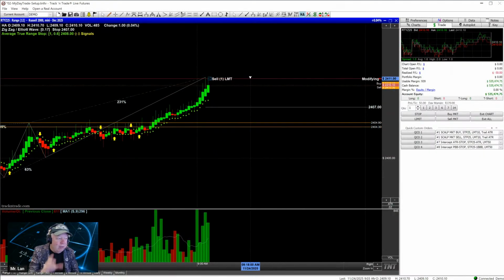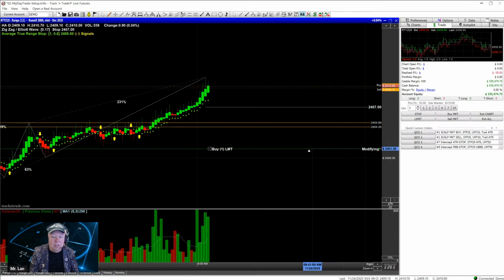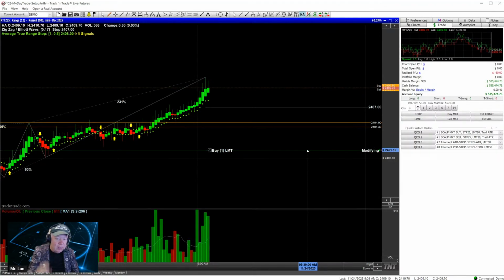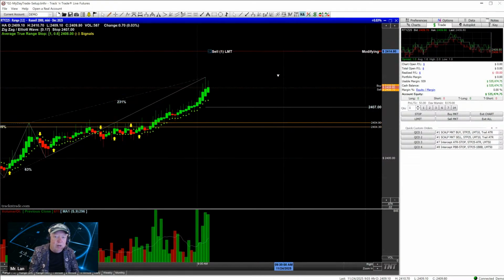Okay. I'm not pushing the button. I already pushed a button on the order. You click the button, it puts it on the screen. You slide your mouse over onto the chart, and it's going to hook to the little cursor. Again, I haven't pushed the mouse button yet. I'm just sliding it up and down. I can go above the market. I can go below the market.